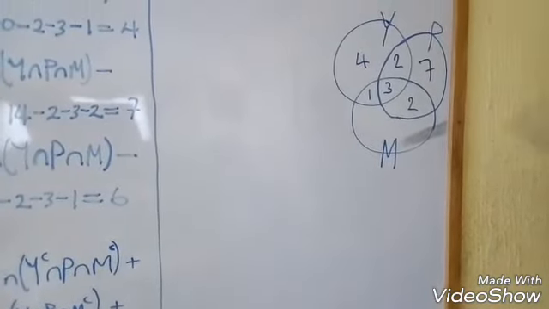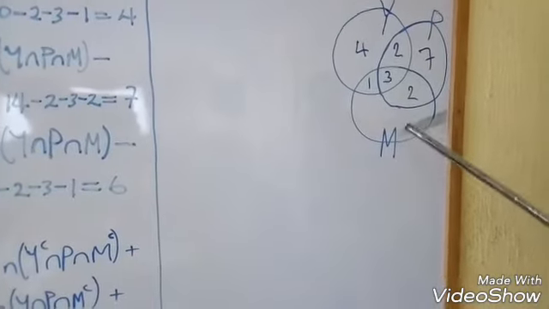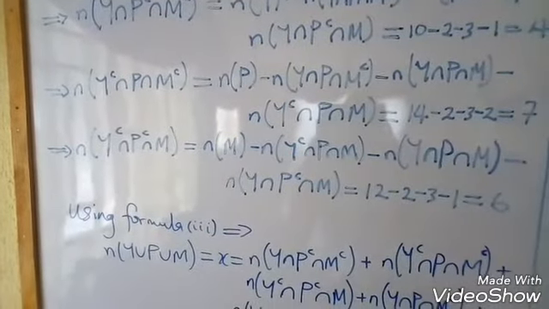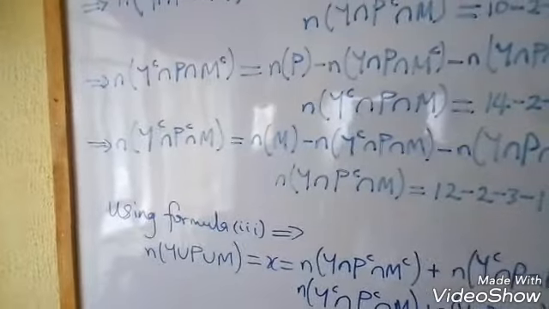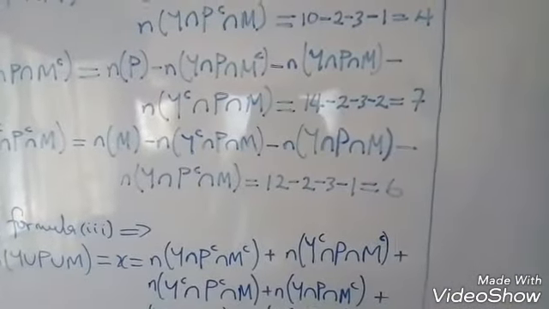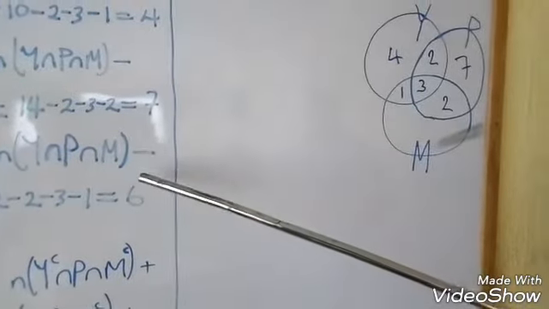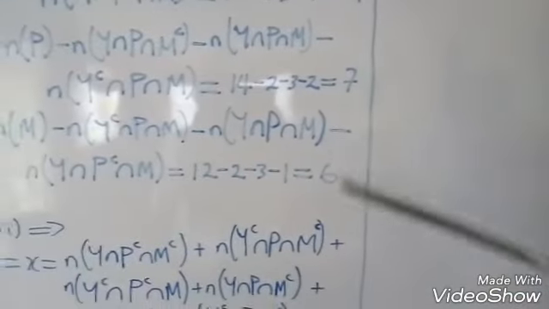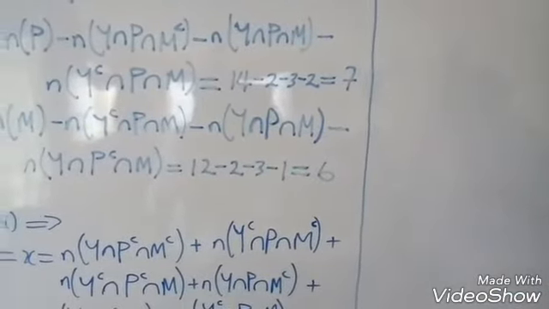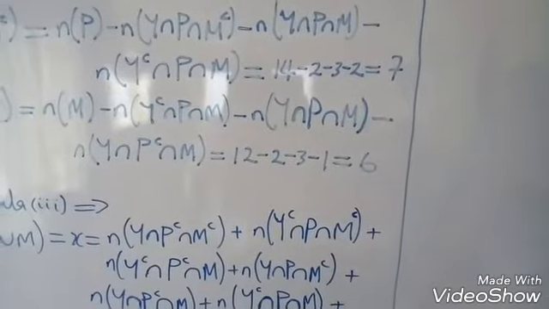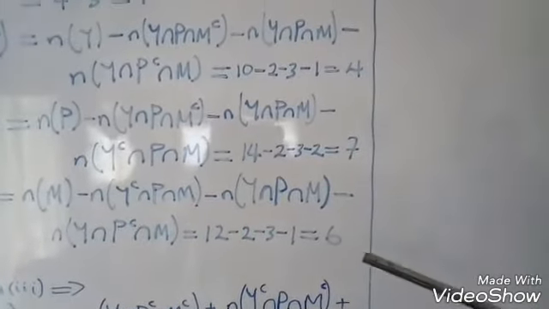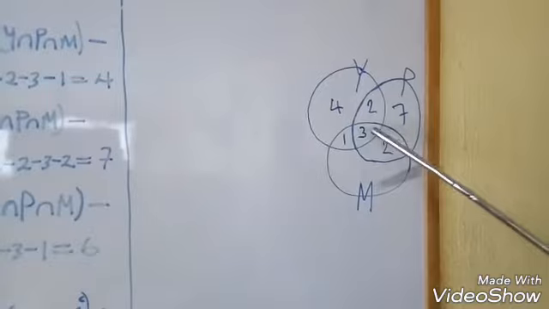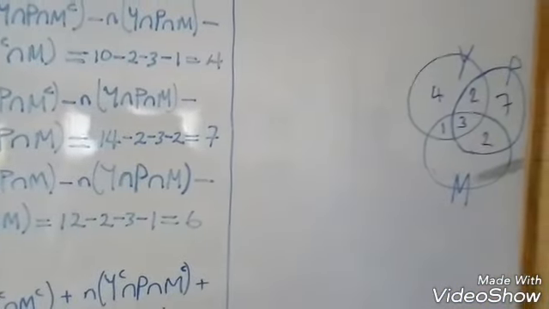Now the last one that is not filled is m only, or the region we call n of y complement intersection p complement intersection m. The whole of m is given as 12. So we now say 12 minus 1 minus 3 minus 2, which we have written here as n of m minus n of y complement intersection p intersection m minus n of y intersection p intersection m minus n of y intersection p complement intersection m, which is 12 minus 2 minus 3 minus 1. That gives us 6.